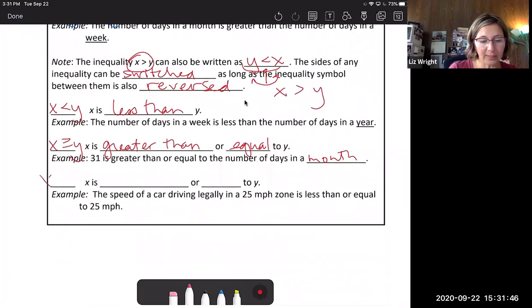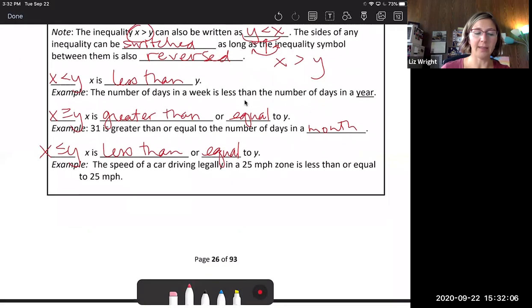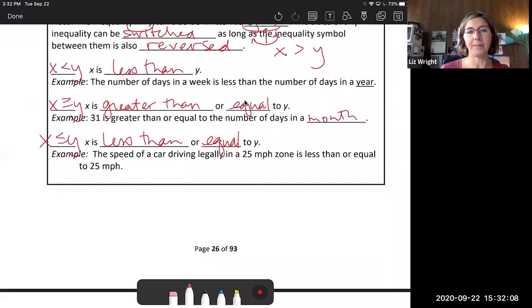And then the last one is x is less than or equal to y. So for example, the speed of a car driving legally in a 25 mile per hour zone is less than or equal to 25 miles per hour. Again, that's just saying x can be as big as y, or it's going to be less than y.